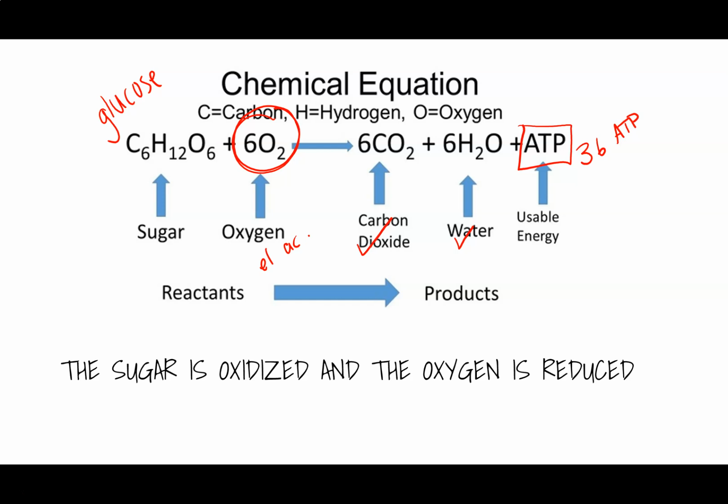So the sugar is oxidized, which means that it is losing the hydrogens. So that becomes the CO2. There you go. And the oxygen is reduced. It is the oxygen that's picking up the hydrogen, so it's being reduced. So it's the opposite of photosynthesis.